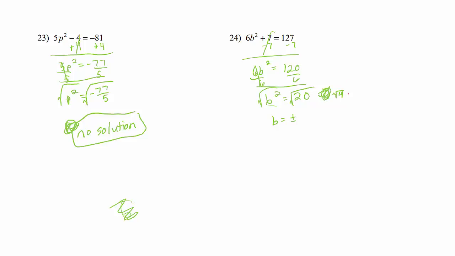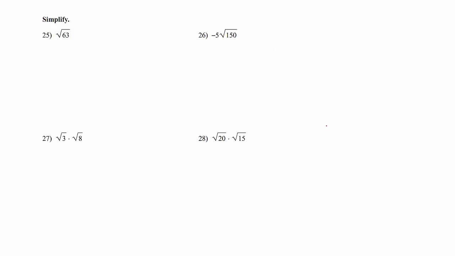Square root of 20 is square root of 5 times square root of 4. We know the square root of 4 is 2. So the square root of 20 simplifies into 2 square roots of 5 with a plus and minus. The rest of these are just simplifying square roots, like what we just did on 24.